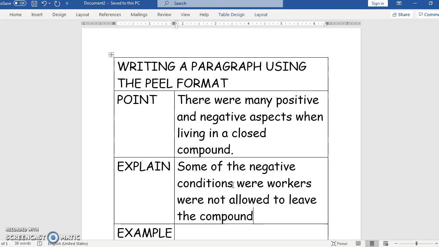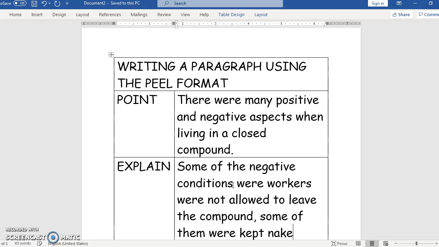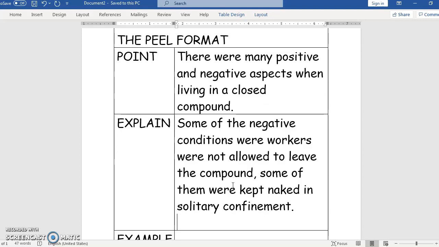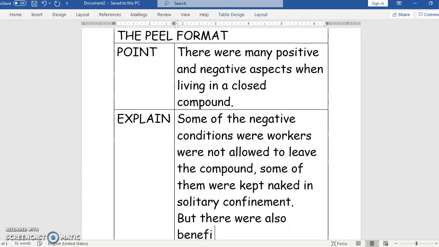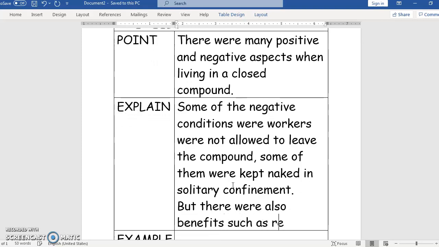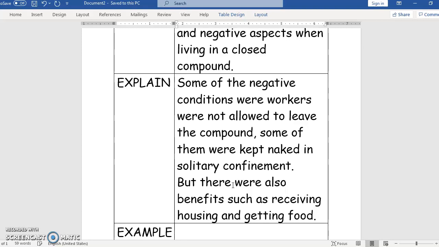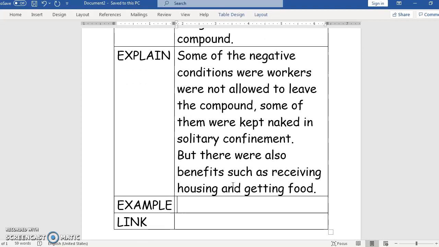We could say that some of them were kept naked in solitary confinement. Okay? And then we'd also write about the positive conditions. So then we could say, but there were also benefits such as receiving housing and getting food. Now for our example, we need to actually go to the sources and then we just quote what the sources say.